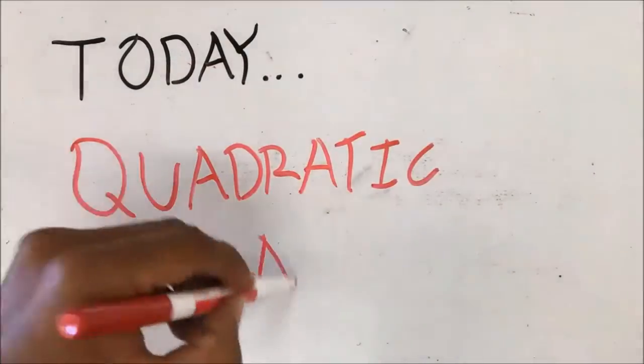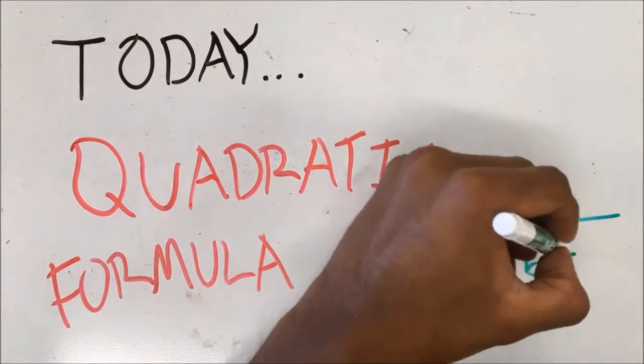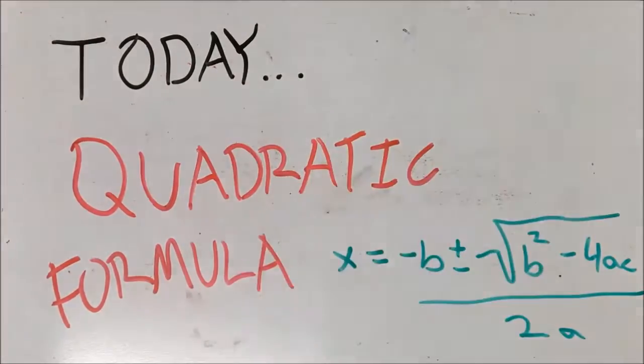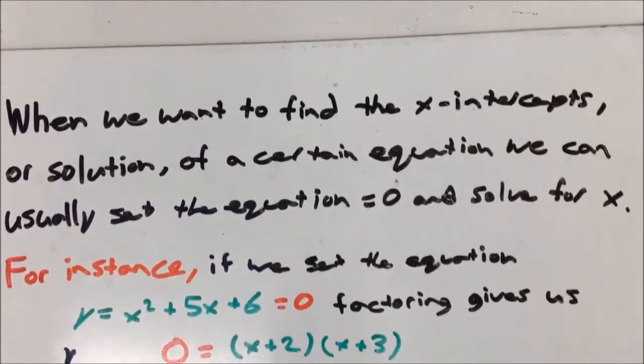Today we're going to go over the quadratic formula. So that's x equals negative b plus minus square root of b squared minus 4ac all over 2a. When we want to find the x-intercepts or solutions of a certain equation, we can usually set the equation to 0 and solve for x.